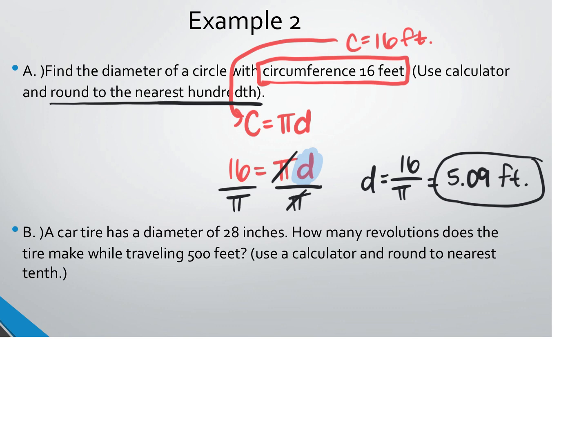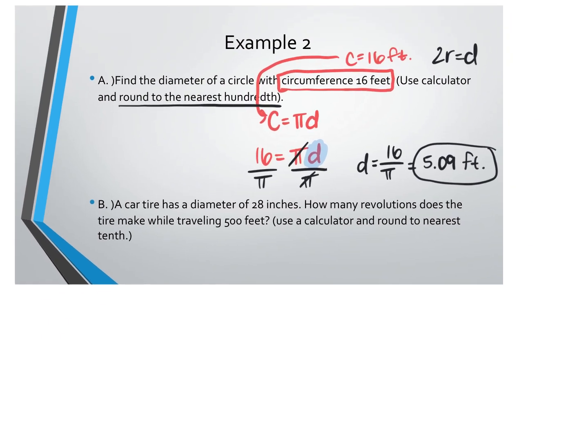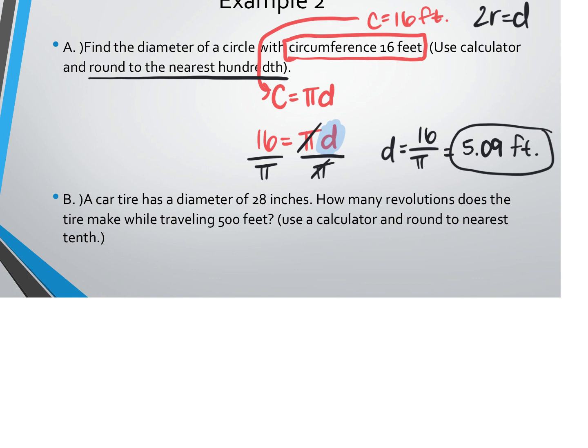All right, how would you find the radius? Divide 5.09 by 2. Remember, 2r is equal to your diameter. So if you get the diameter, divide by 2. If you get the radius, multiply by 2, you've got the diameter, okay? All right, part B says a car tire has a diameter of 28 inches. How many revolutions does the tire make while traveling 500 feet? Use a calculator and round to the nearest tenth.